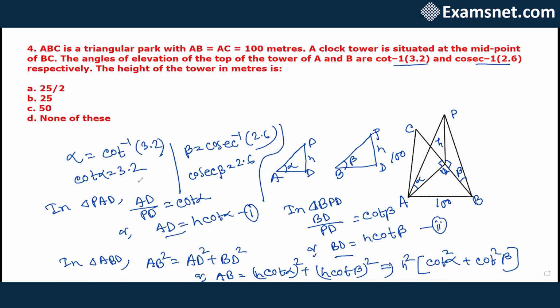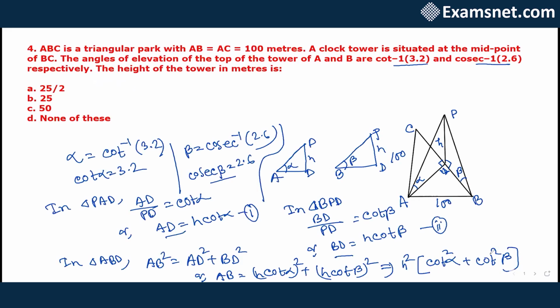So from it, we can easily write the value of cot square alpha, but we don't know the value of cot beta. How to get that particular value? We are given cosec beta, right? So what is the relationship between cosec beta and cot beta? Cosec square beta minus 1 will give us the value of cot square beta. This is the relation. So first find out the value for cot square beta. Let's check. Cosec beta means 2.6, correct?